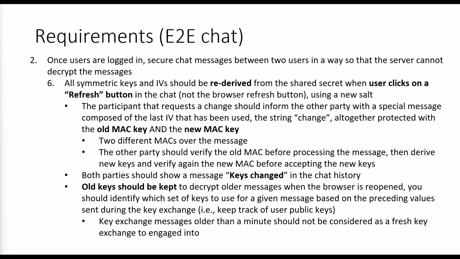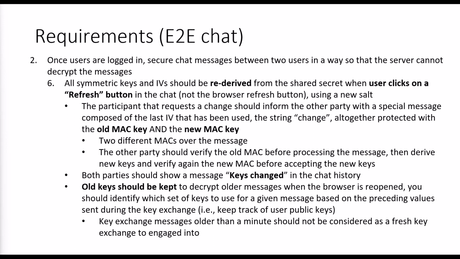The other party should verify the old MAC before processing the message and derive new keys and verify again with the new MAC before accepting the new keys. Both parties should show a message keys changed in the chat history. So after this new derivation is done and the two chats update themselves to use new keys, we want to show to the user the fact that we've changed the keys.